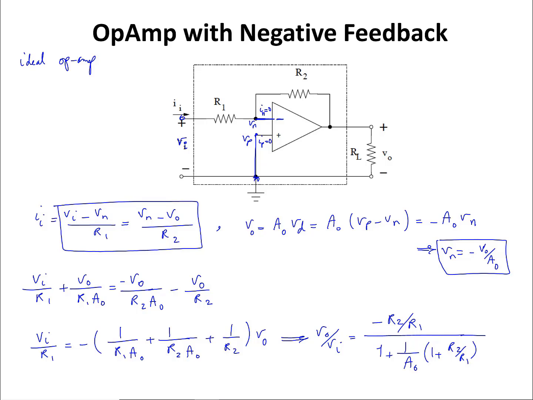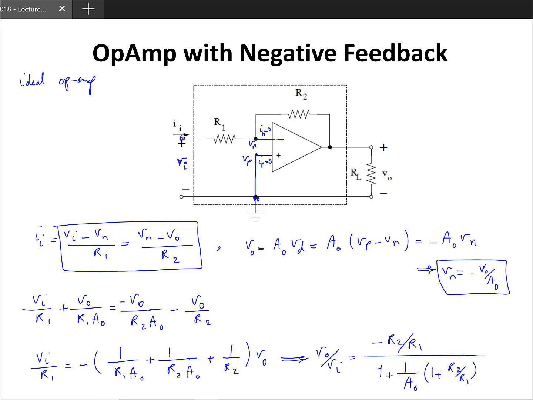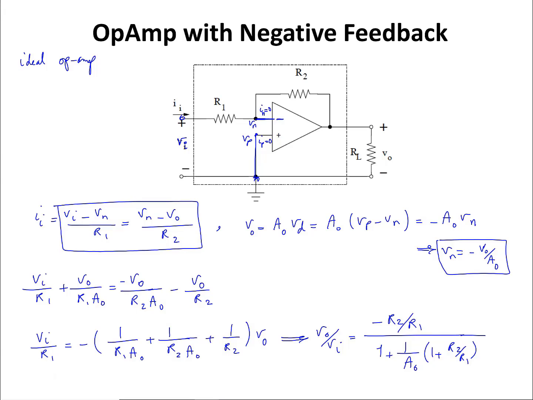Okay, now because A0 is a very large number, if this quantity here, 1 plus R2 over R1, is much smaller than A0, then you can assume this value to be equal to 0 compared to 1, and then you can write the gain is equal to R2 over R1. Good. So as you can see here, the gain of this op-amp circuit, or the ratio of Vout over Vi, is a finite value that's equal to negative R2 over R1.